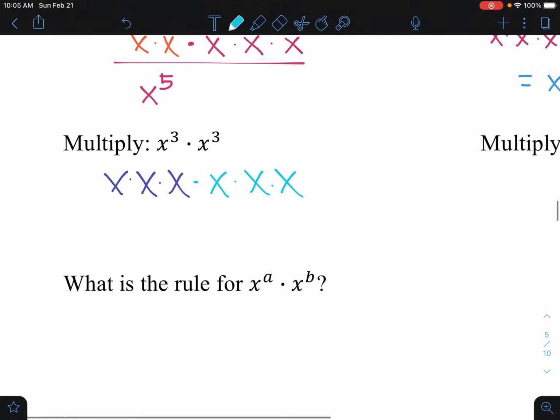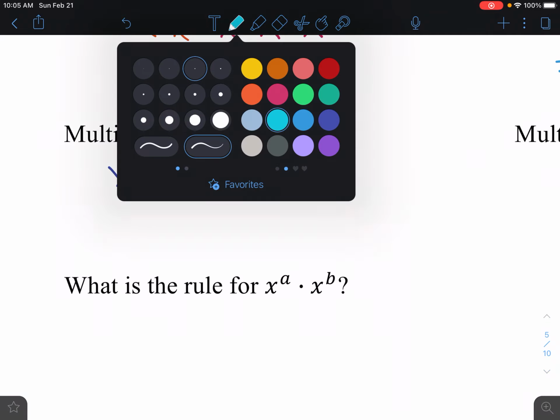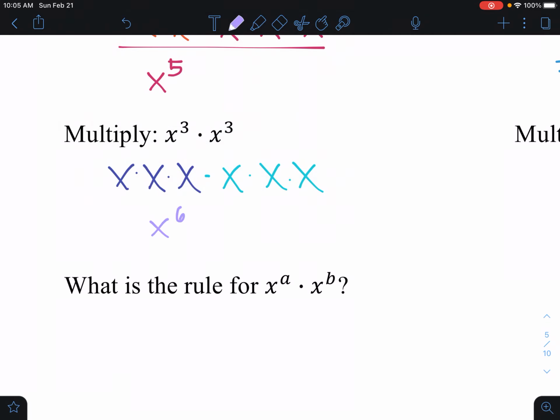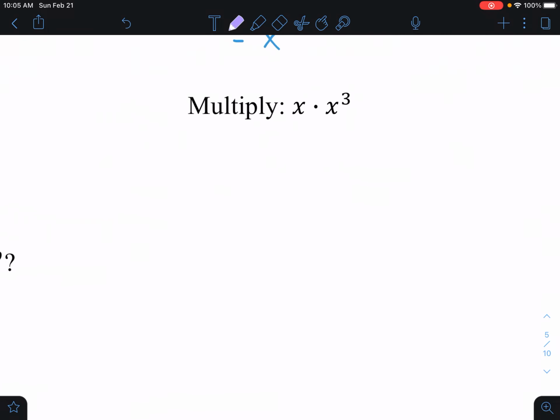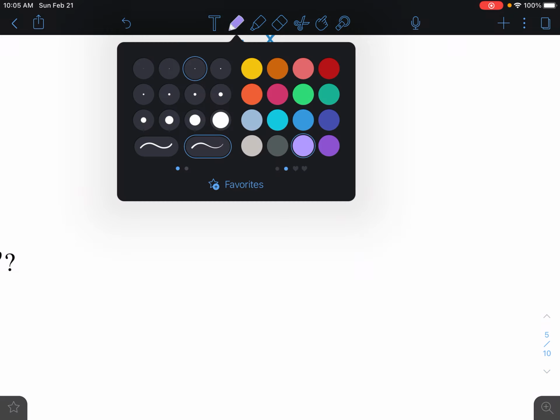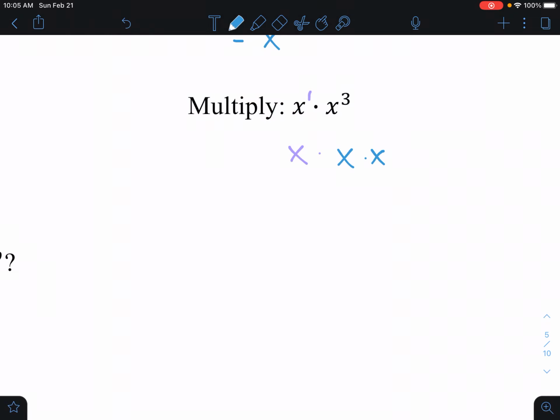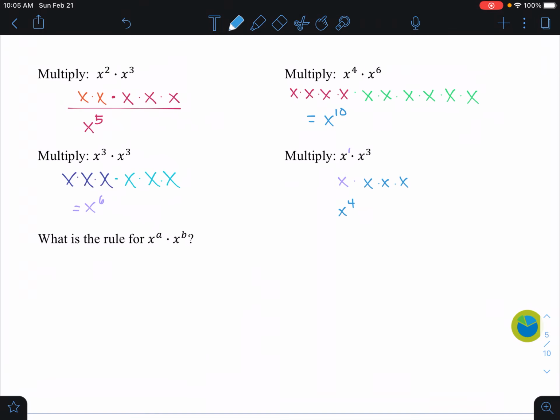X to the 3rd times x to the 3rd. I now have a total of x to the 6th. And a reminder, if I have x times x to the 3rd, well, x is x to the 1st power. Remember, this is really 1. So I get x to the 4th. Now in all of these, you can probably see a shortcut, right? I've got x squared times x to the 3rd, I get x to the 5th. X to the 4th times x to the 6th, I get x to the 10th, etc.